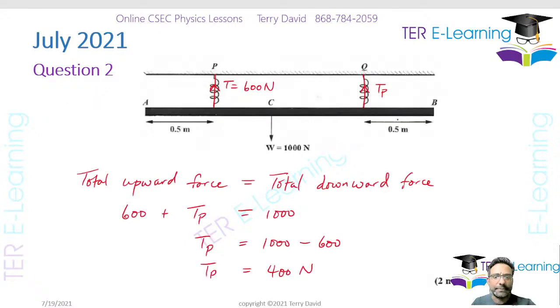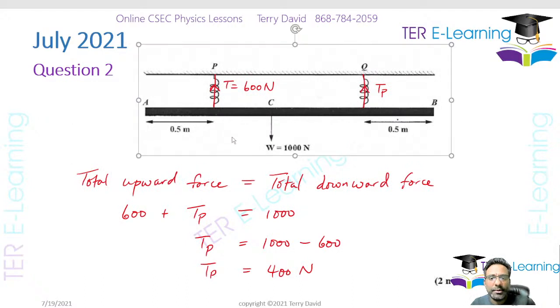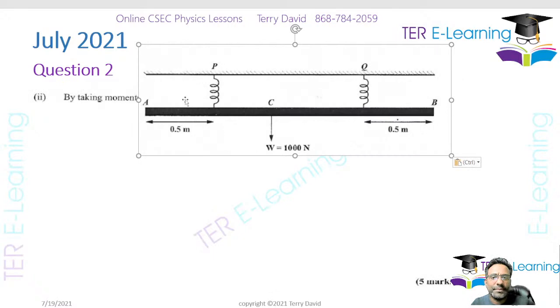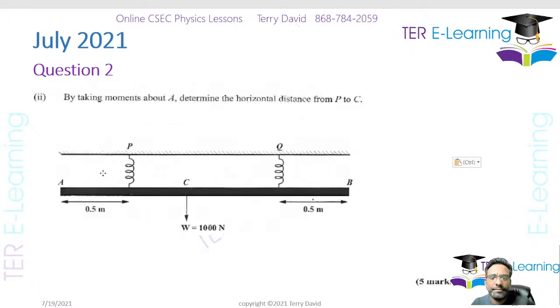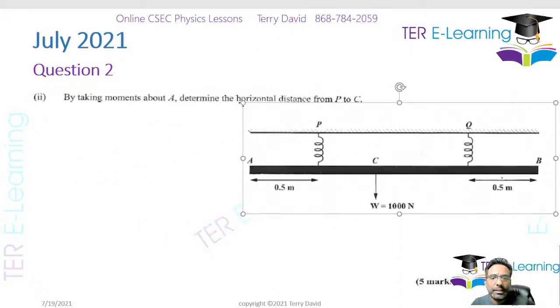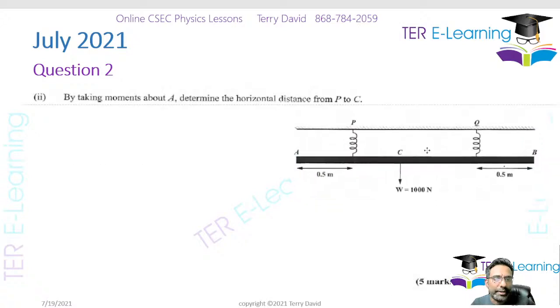Now, by taking moments about A, determine the horizontal distance PC, right? Determine the horizontal distance PC. So let me get this diagram across here and see if we can work this out. I'm just going to make this a little smaller.